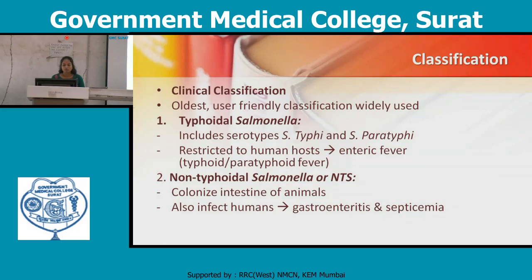First, typhoidal Salmonella. It includes serotypes S. typhi and S. paratyphi, restricted to the human host only, and causes enteric fever. It is also called typhoid fever or paratyphoid fever. Second one is non-typhoidal Salmonella, or NTS. In this type, colonization of the intestine of animals occurs; it also infects humans and causes gastroenteritis and septicemia.